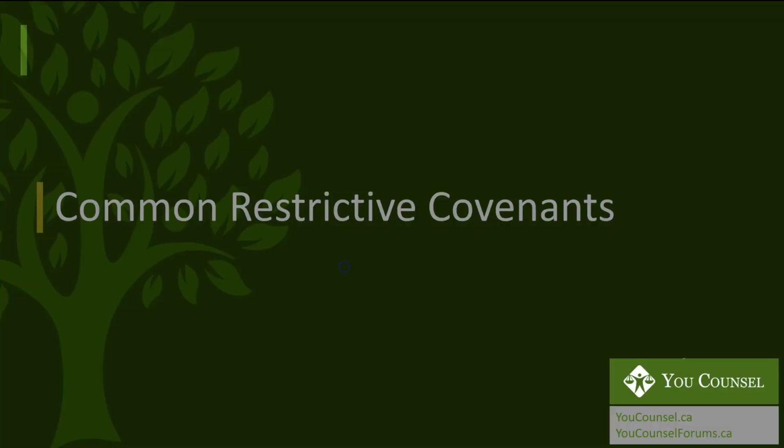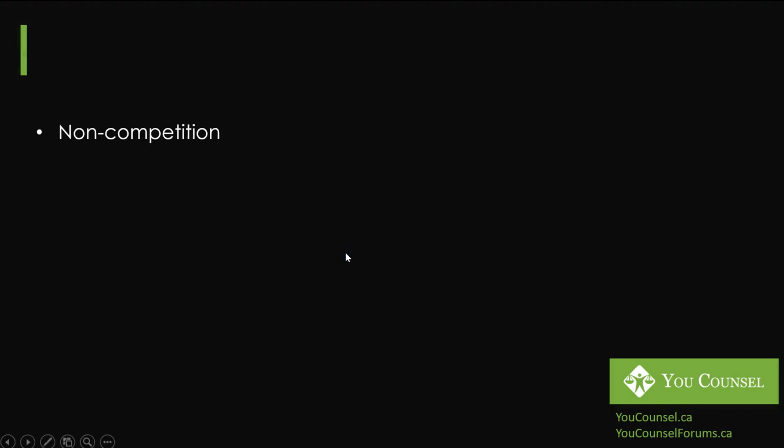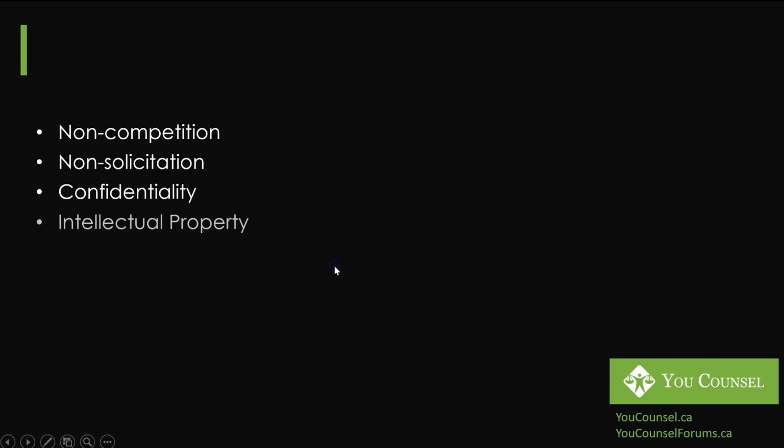So what are some of the common restrictive covenants? The most common one is a non-competition clause. Another one is a non-solicitation clause, which is quite common in employment contracts. Confidentiality clauses are common in employment contracts. And if you are dealing with any intellectual property of the employer, then you may see restrictive covenants relating to intellectual property.